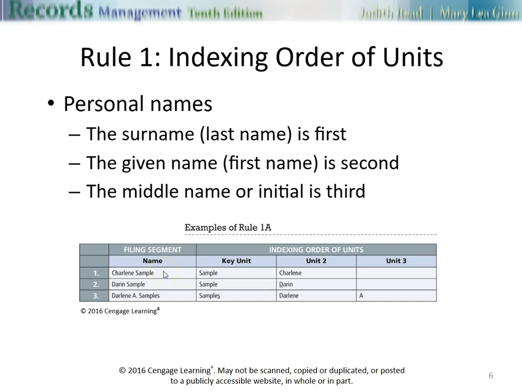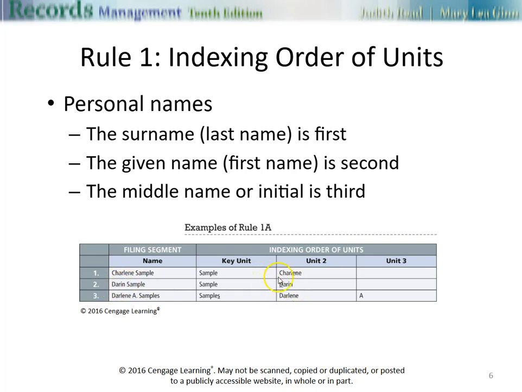So when we index them, we first figure out, okay, how is this going to be filed? Because this is a personal name, according to Rule 1, we always file it by the last name. Since her last name is Sample, Sample is the key unit, and then the second unit is her first name, which is Charlene. Same thing for number 2. His last name is Sample, so that's our key unit. Unit 2 would be Darren.